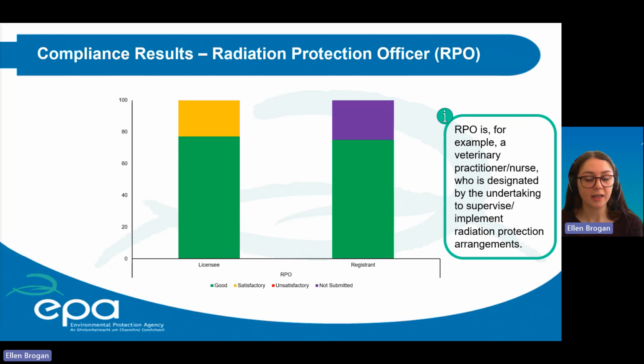If the RPO name given in the survey was the same as the RPO name listed on their license, this was considered to be a good response. But RPOs were considered satisfactory where the name given in the survey was different from the license, or the license didn't have the name of the RPO on it at all. And then 75% of the registrants had appointed an RPO, while 25% of them hadn't. The ones who hadn't appointed an RPO, again, said they were unaware of this requirement.